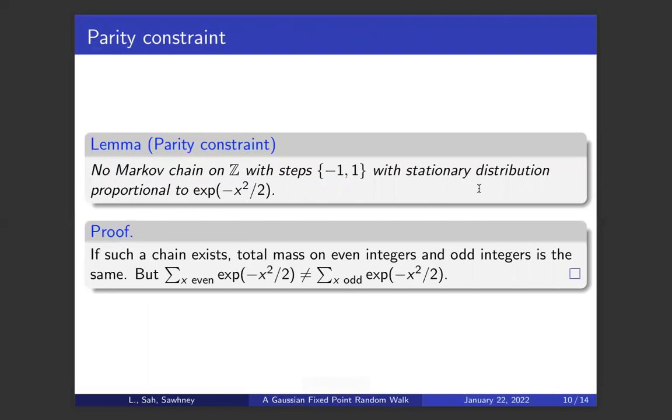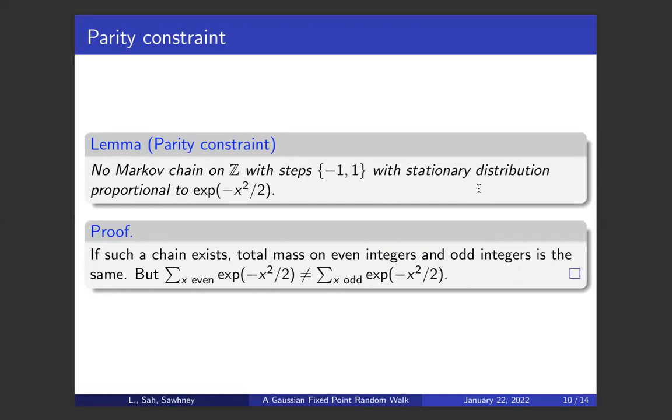Towards building this Markov chain on the discrete Gaussian, it's actually useful to first understand why no such Markov chain exists whose steps are of size -1, 1. So in particular, you actually need to allow a small fraction of zeros or an extra 2 sign, or else it's not constructible. We call this the parity constraint because of the following. Let's say that such a Markov chain existed. Then notice that because the steps are of size -1, 1, every step must go from an even number to an odd number or vice versa.